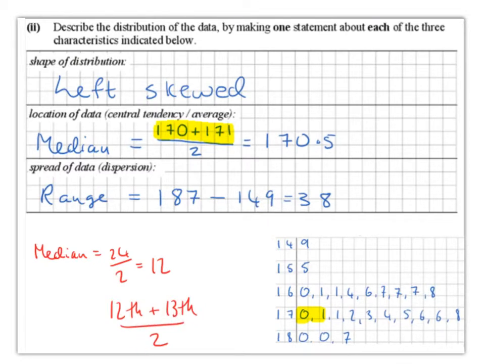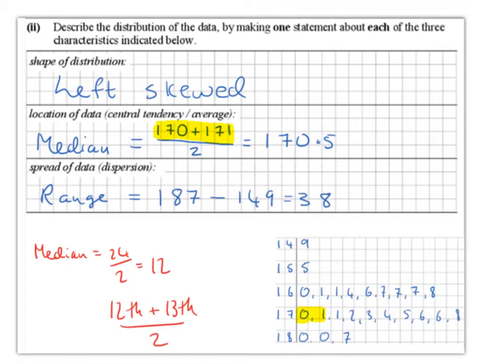So the 12th value, we're going to start at the start, so 1, 2, 3, 4, 5, 6, 7, 8, 9, 10, 11, 12. So 170 is the 12th value, and 171 is the 13th value. We take the 12th and the 13th value, add them together and divide by 2. So 170 plus 171 divided by 2 is 170.5. So the median is 170.5.